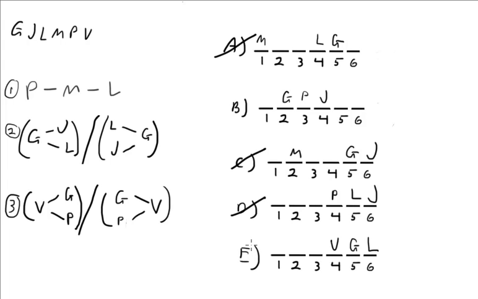Answer E does the exact same thing. Because G is before L, it also has to be before J, but there's no room for G to be before J, and therefore E is also wrong. And just using these first two rules, we can actually get down to answer choice B being the only remaining option for us, and therefore it must be our answer.